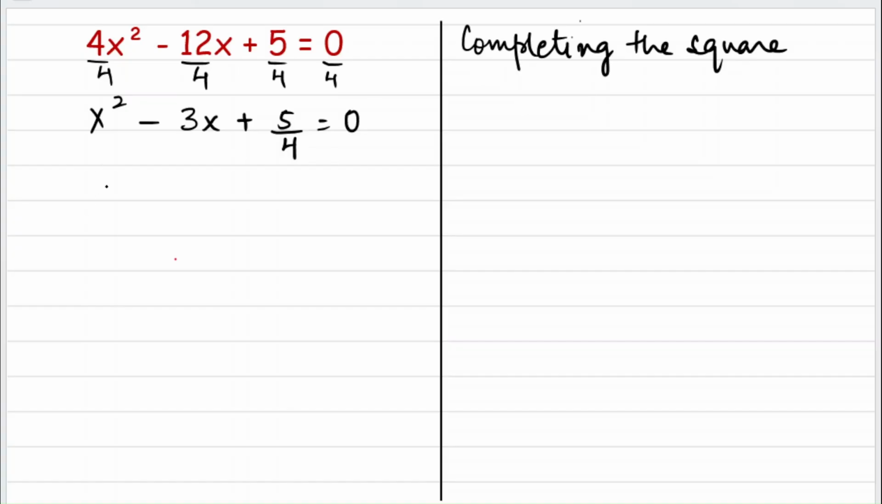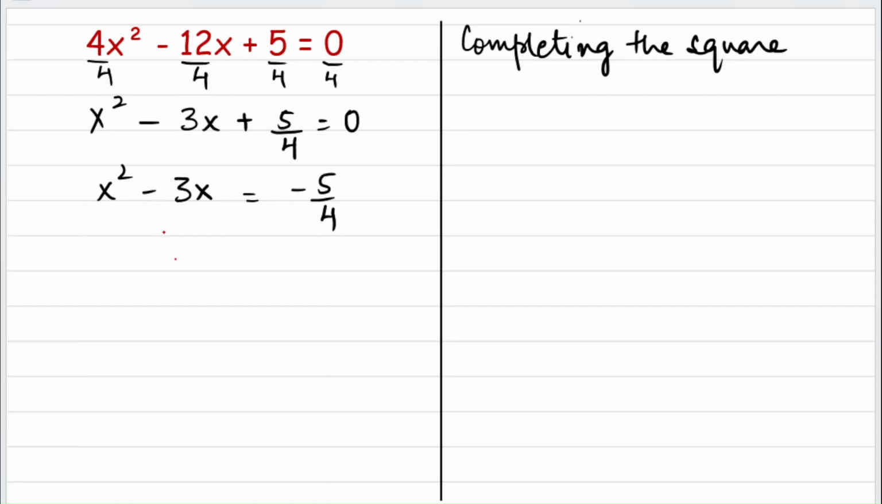My next step is x squared minus 3x. Take this plus 5 over 4, the constant term, to the right side, and of course the sign would be changed. So it will be minus 5 over 4. Now comes the most important step. I want to create, or complete the square, the perfect square on the left side.